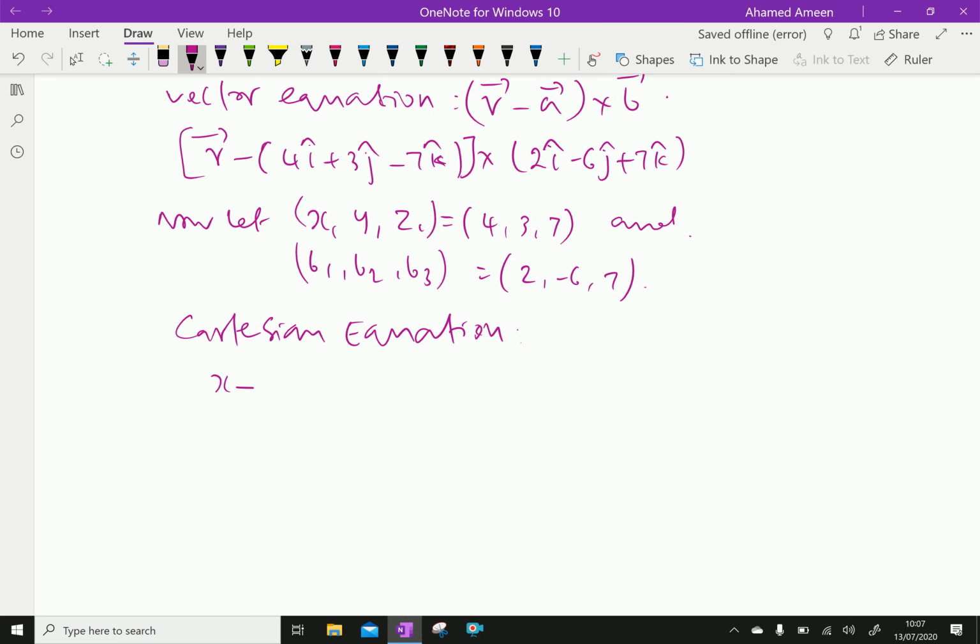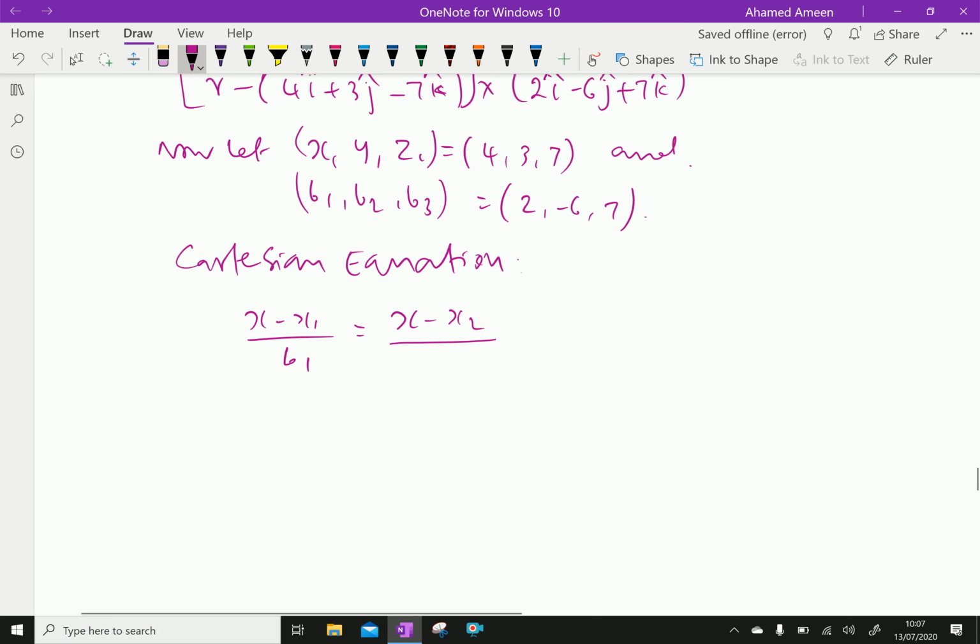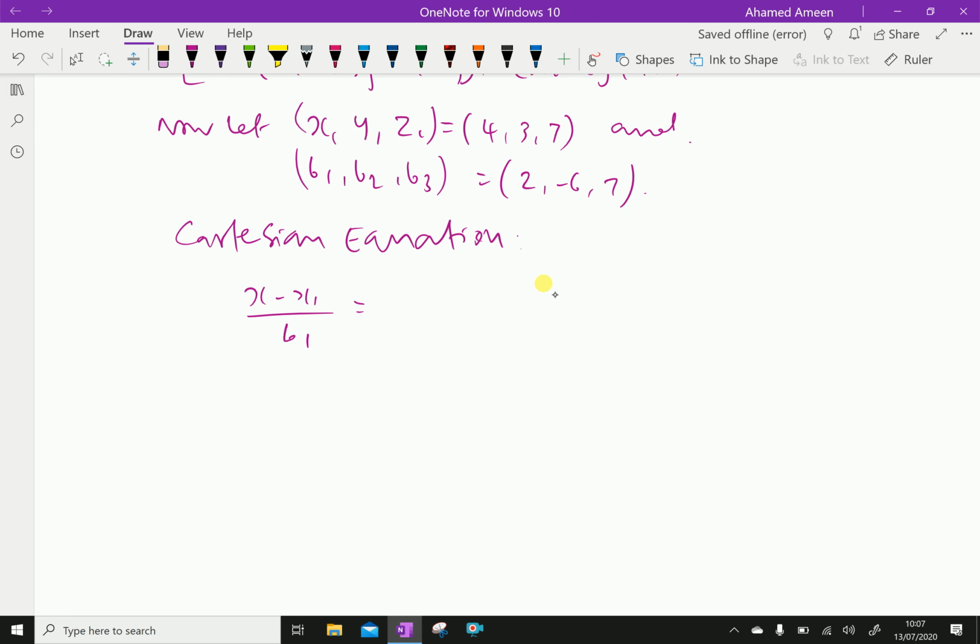The Cartesian equation by using the above information is x minus 4 over the parallel vector component 2 equal y minus 3, that is y minus y1. We can write it in terms of x1 and b: x minus x1 over b1 equal y minus y1 over b2 equal z minus z1 over b3.